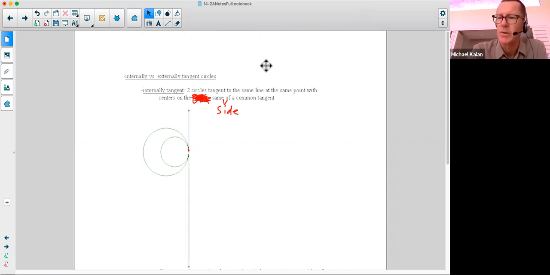Internally tangent circles are two, or really it could be more, circles tangent to the same line at the same point with centers on the same side of the common tangent. So here's an example, we have two circles tangent to the same line at the same point. It's not like we have one up here and one down here. With centers on the same side of the common tangent, the centers are both on the same side of the tangent.